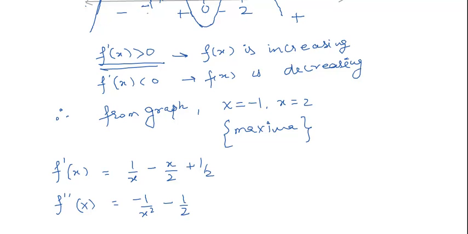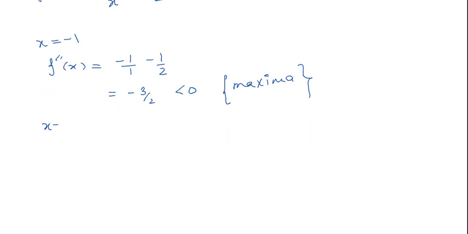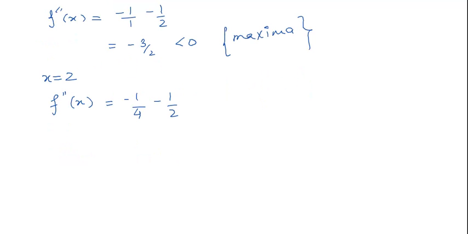Now let us see what the value will be when we substitute x equals minus 1. F double dash x is equal to minus 1 upon x square minus 1 by 2. At x equals minus 1, we have f double dash x equal to minus 1 upon 1 minus 1 by 2. That will give minus 3 by 2, which is a negative quantity, therefore it is a point of maxima. Similarly, if we substitute x equals 2 in f double dash x, we get minus 1 upon 4 minus 1 by 2, and that is again a negative quantity, that is minus 3 by 4, which is also less than 0, so it is also a point of maxima.